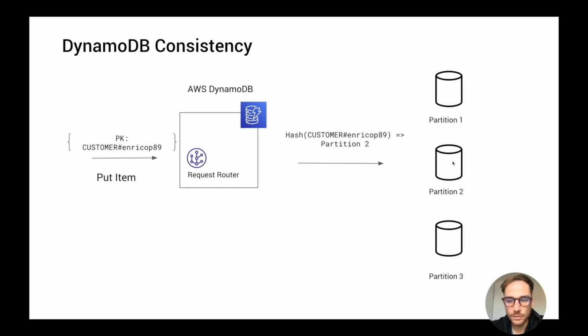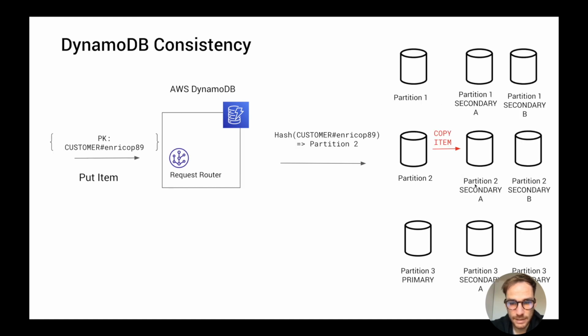Now, we do know that the partitions on DynamoDB are actually replicated across the region, and the default replication is 3. Each of the partitions is replicated 3 times, so it's going to have the primary node and 2 secondary nodes. The final architecture would be something like this one. So we have partition 2 and 2 secondary nodes for each of the partitions, as you can see here: 2 for partition 2, 2 for partition 1, and 2 for partition 3.